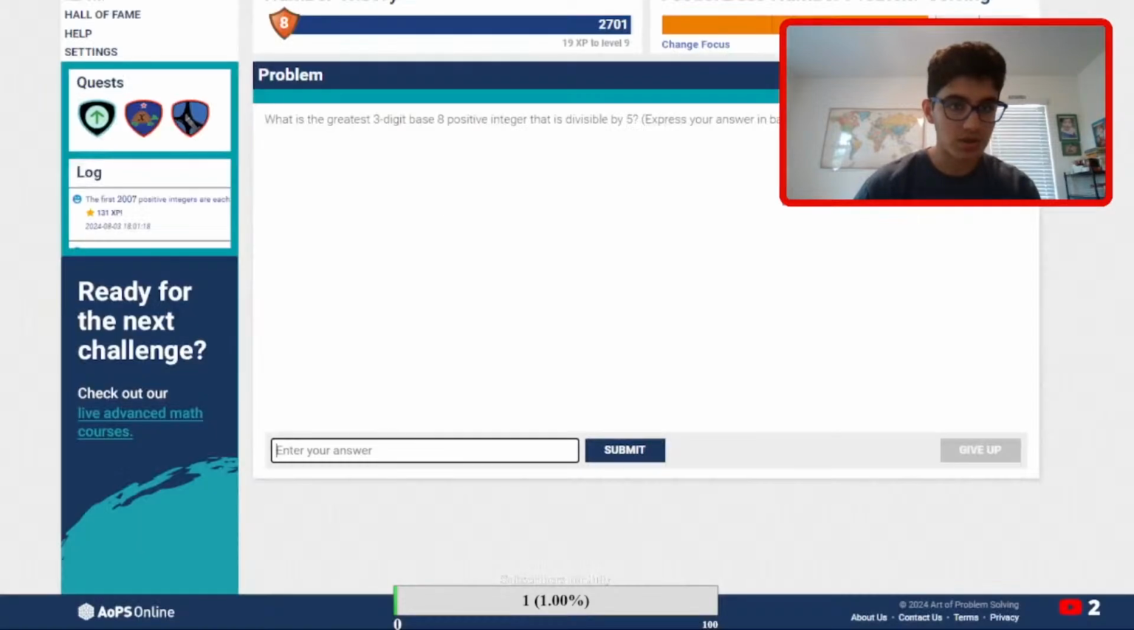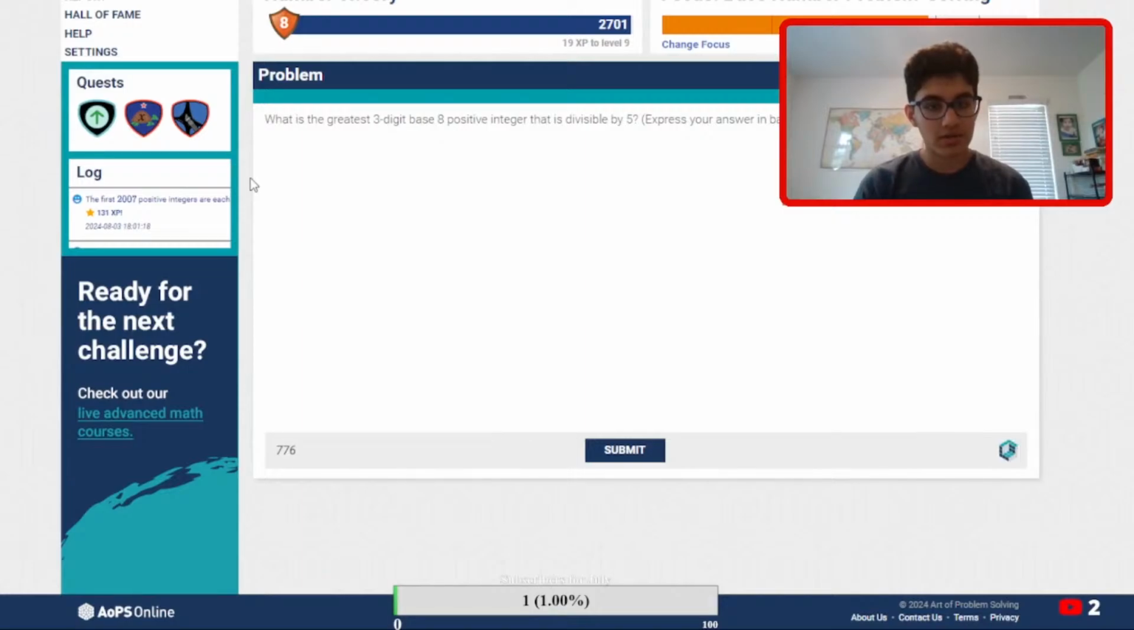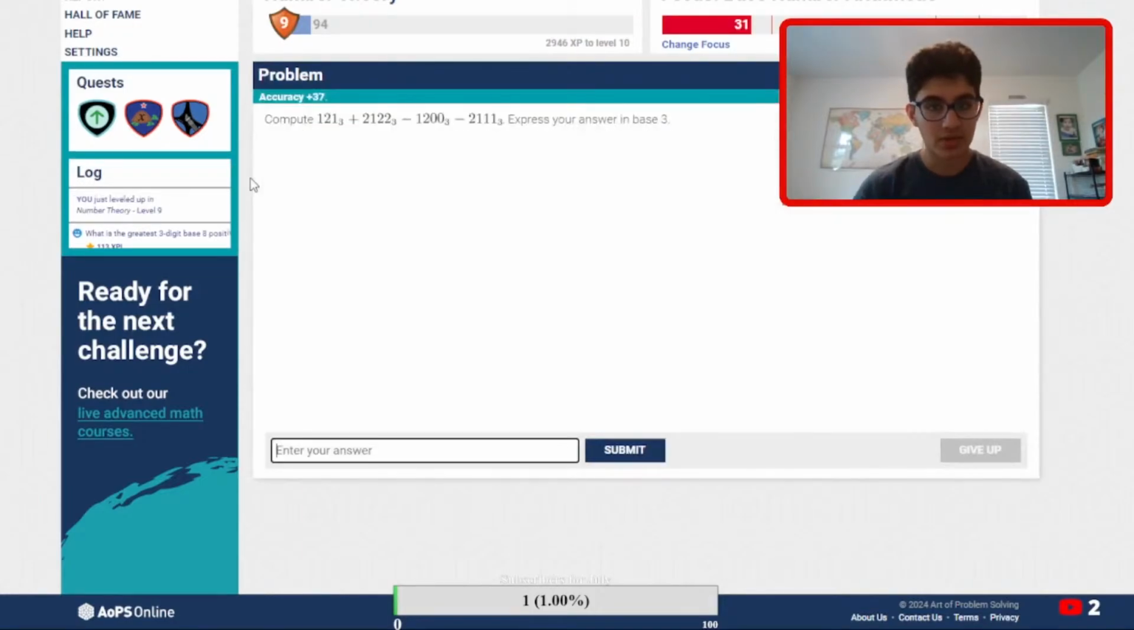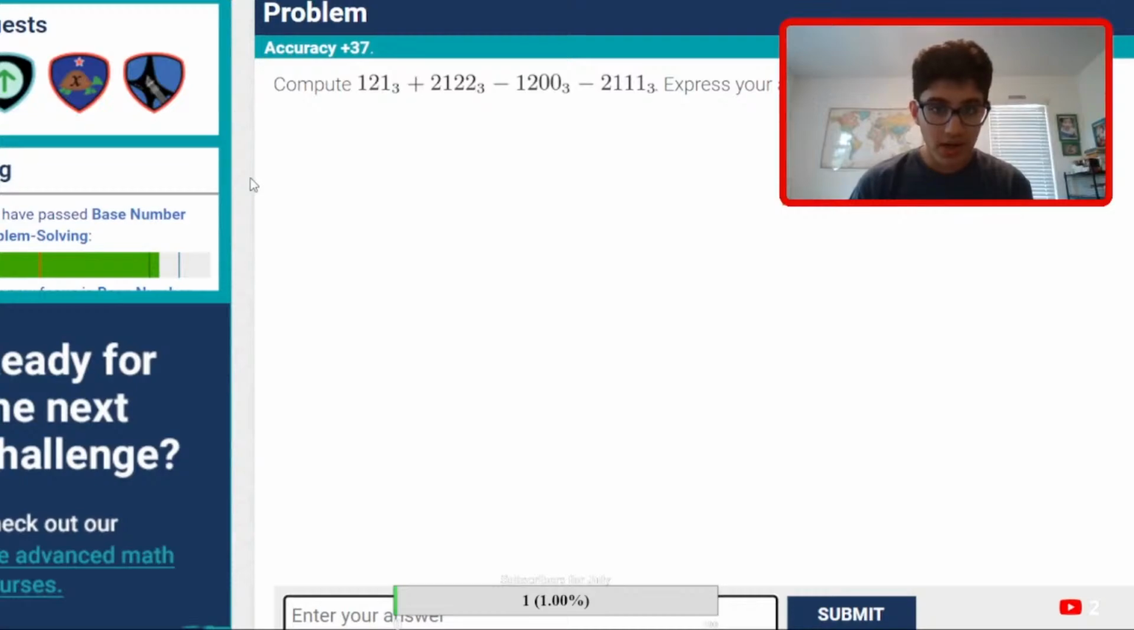771. That should work. Wait, but we can also make the 1 a 6. That's even bigger, right? So 776. Perfect. Compute this. It's all in base 3 though, so not bad. Wait, actually it's not bad at all.